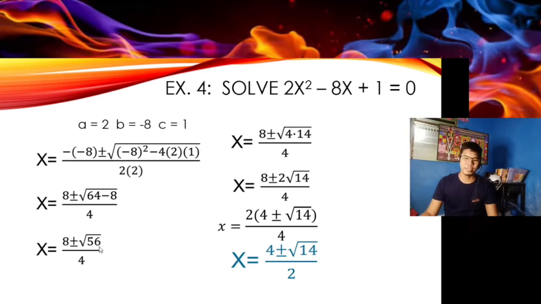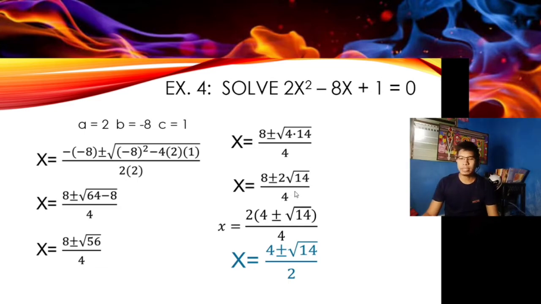and then we have to simplify 56 here since this is not a perfect square. And then we have x here equal to 8 plus and minus, and then we factor 56, in which one of the factors is a perfect square. So that is 4 times 14, in which 4 here is a perfect square, all over 4. And we simplify, we have x equal to 8 plus and minus the square root of 4 is 2, square root of 14 all over 4.